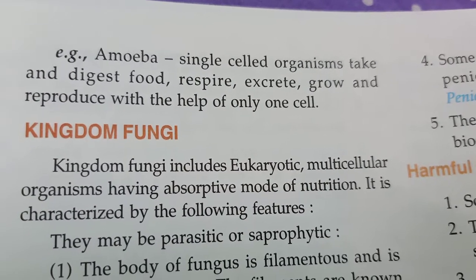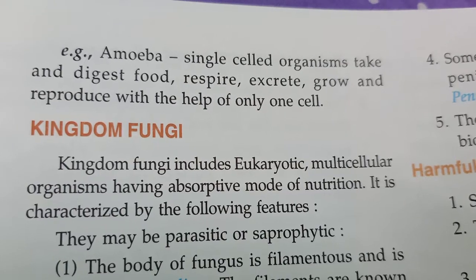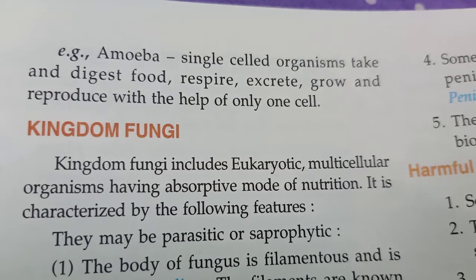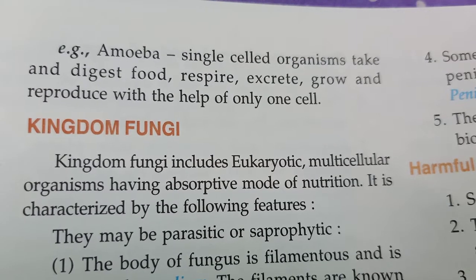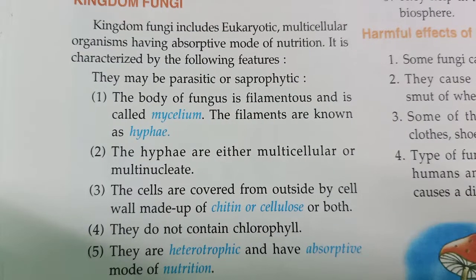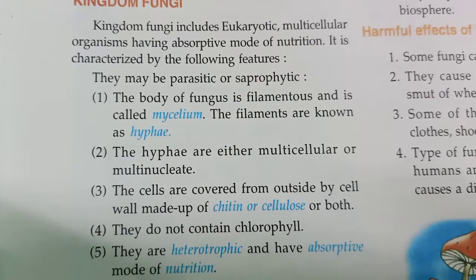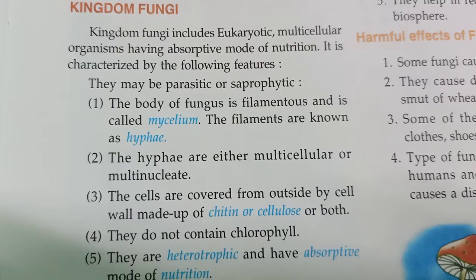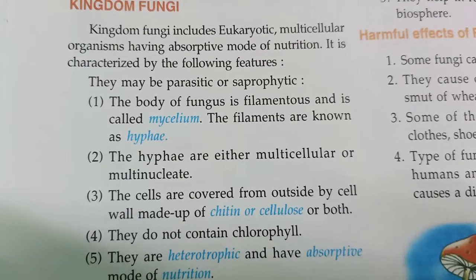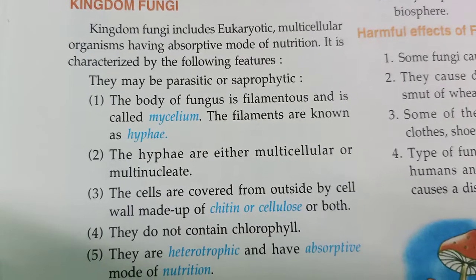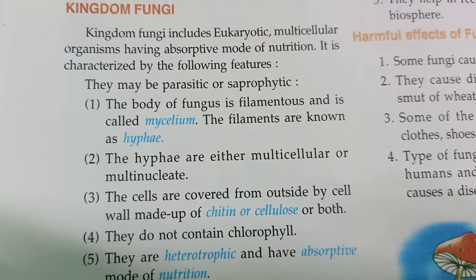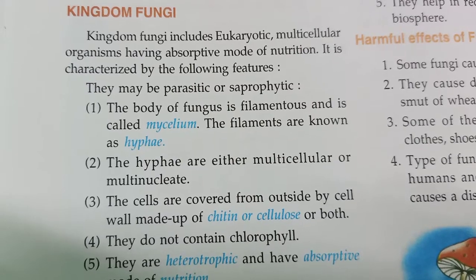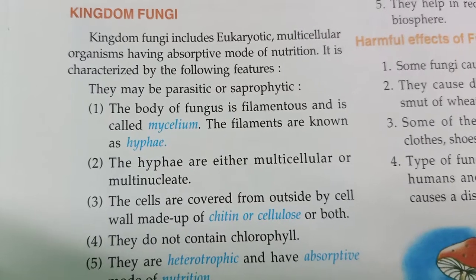Now we come to the next kingdom, the third kingdom from the 5 kingdom system of classification, and that is kingdom Fungi. The kingdom fungi includes the eukaryotic multicellular organisms having absorptive mode of nutrition. It is characterized by the following features. So mainly in kingdom fungi, the eukaryotic and multicellular organisms are present and their mode of nutrition is absorptive.